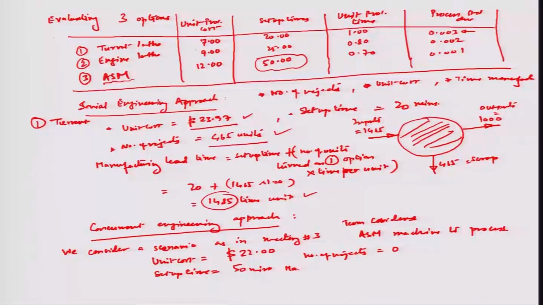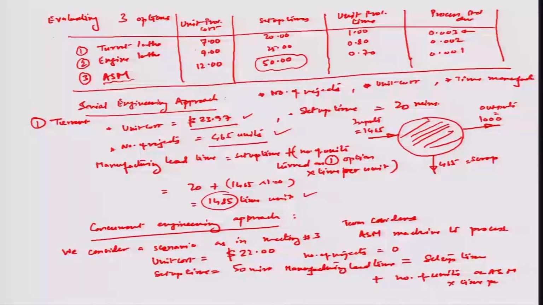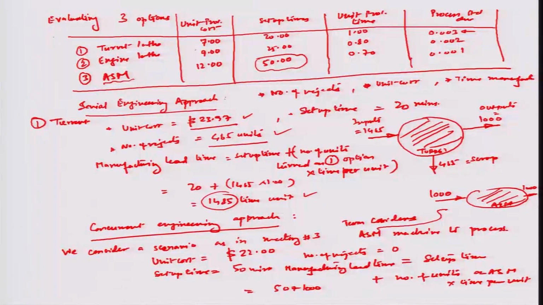And the manufacturing lead time is constituted of a setup time again plus the machining time, which is the number of units on the ASM times the time per unit that it takes on an ASM. So, this happens to be about 50 plus 1000. Obviously, in this particular transformation in the ASM machine, as emerged in the third meeting, if the transformation changes from a turret to an ASM, you have exactly 1000 pieces input, 1000 pieces output with almost 0 scrap coming out. Okay. So, that is how accurate or how precise this particular machine is.